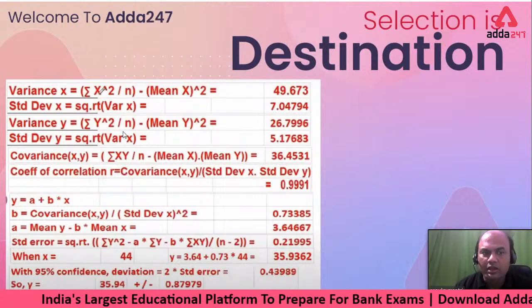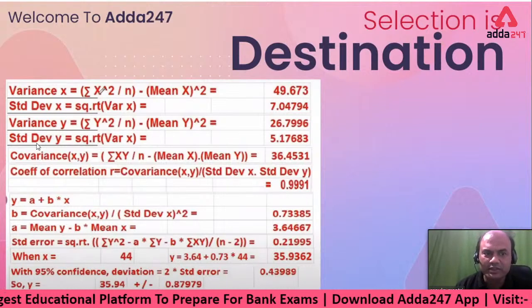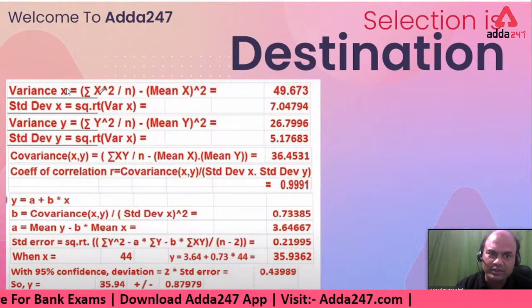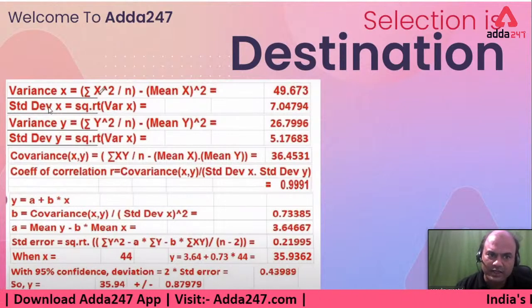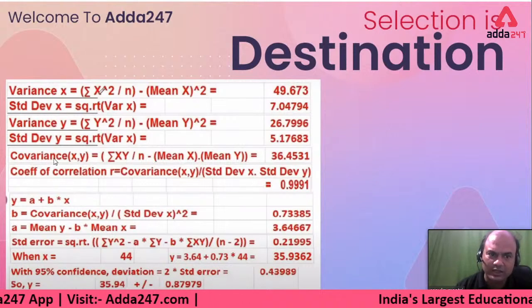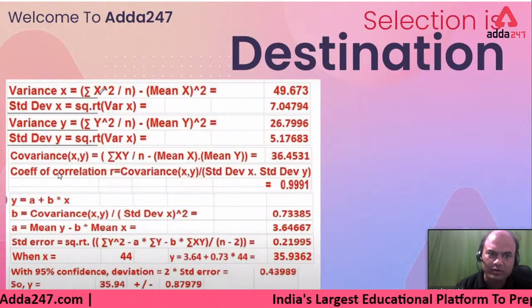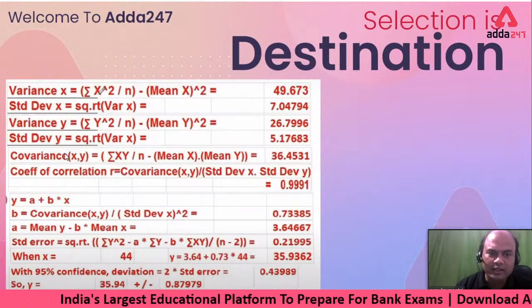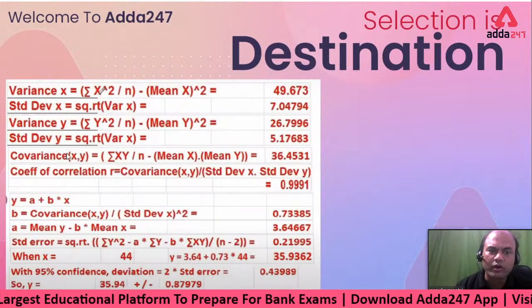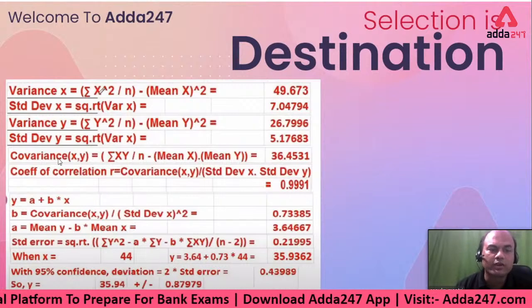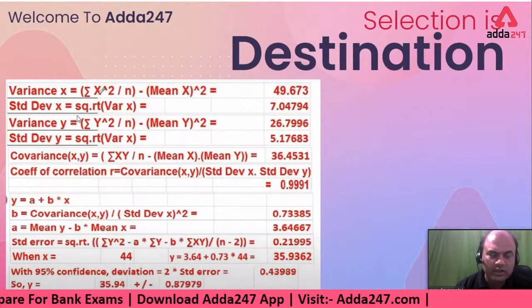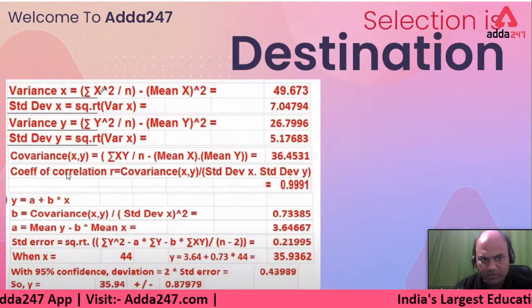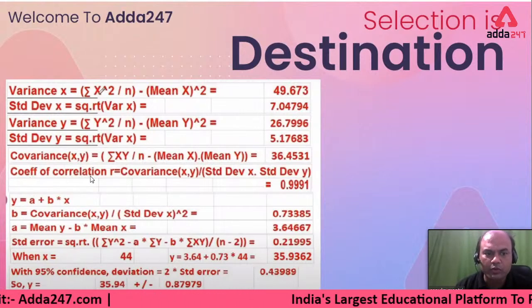Now you don't find the standard deviation of xy. Remember, you won't say: variance x, standard deviation x, variance y, standard deviation y, covariance xy, standard deviation xy. No. For covariance, we have the coefficient of correlation. Remember, these are the only steps by which you should go. So what is the coefficient of correlation?